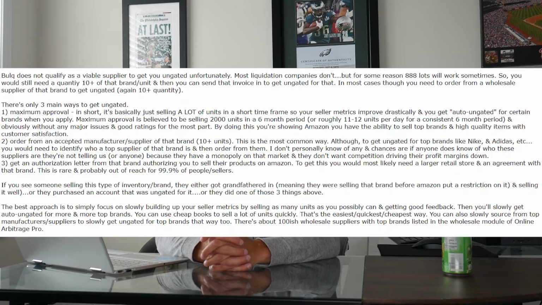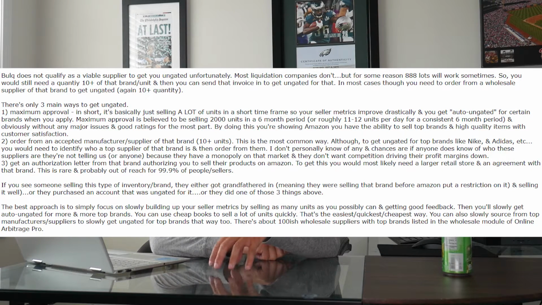Now, for example, you can go on YouTube and you can see a lot of different people that are selling these things and it looks like it's easy. In my experience, if you see someone selling this type of brand or this type of inventory, then chances are they got grandfathered in, which basically means that they were selling that brand before Amazon put a restriction on it. Maybe like, I think it was like 8 to 10 years ago now, maybe a little bit less than that. It might have been like 5 or 6. But at a certain time period in the past, Amazon put that restriction on it. I don't know if they actually set that up specifically with a brand like Nike.